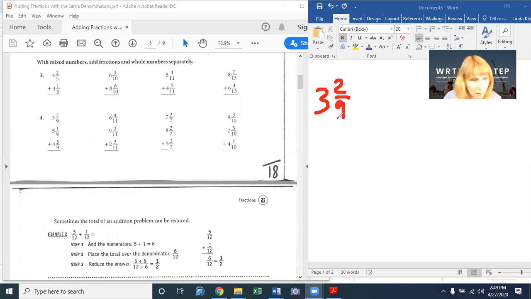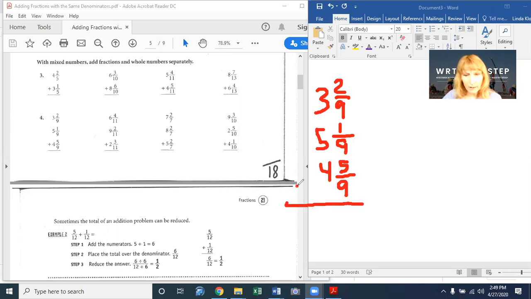Must be a 9, plus 5 and 1/9. There we are. And 4 and 5/9. My first thing I ask myself, are the denominators all the same number? And the answer is yes. These are now not only fractions but mixed numbers as well. Whole numbers and fractions are called mixed numbers.